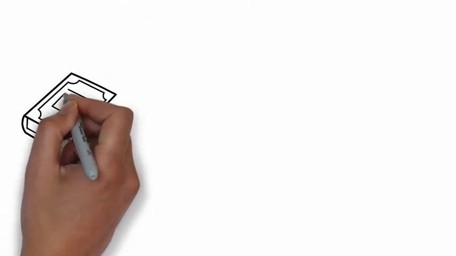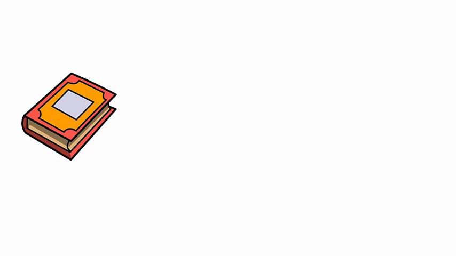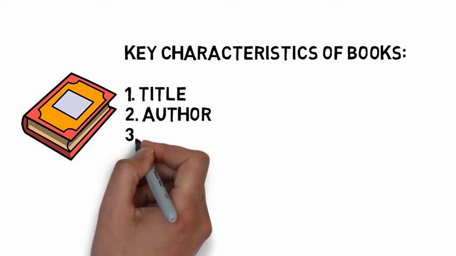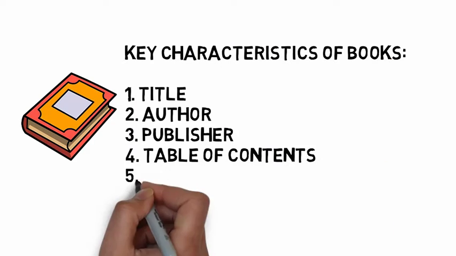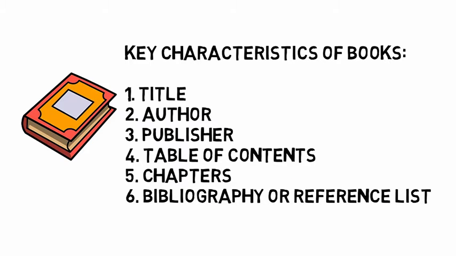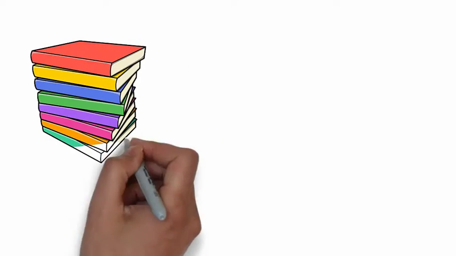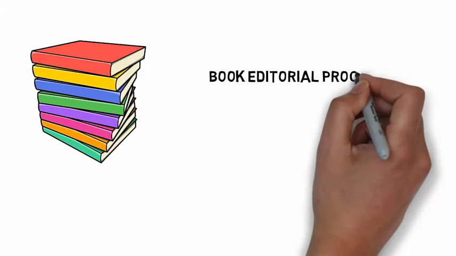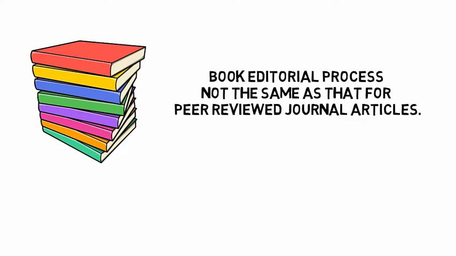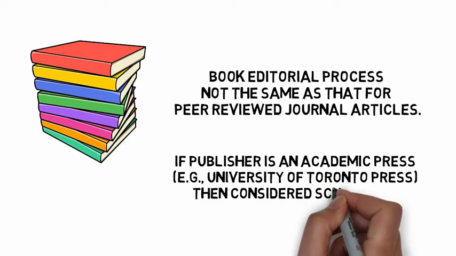Most of us are familiar with books and can identify some of the key characteristics of this type of publication, such as title, author, publisher, table of contents, chapters, and bibliography or reference list. Books have a different editorial process from peer-reviewed journals, but those books published by academic presses, including university presses such as the University of Toronto Press, are considered scholarly.